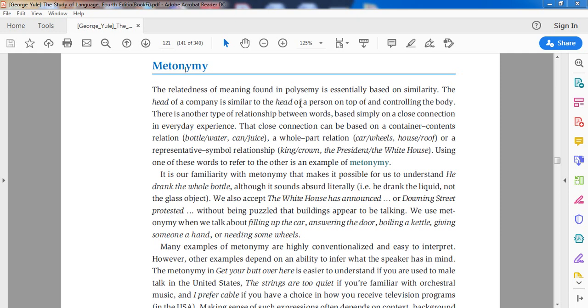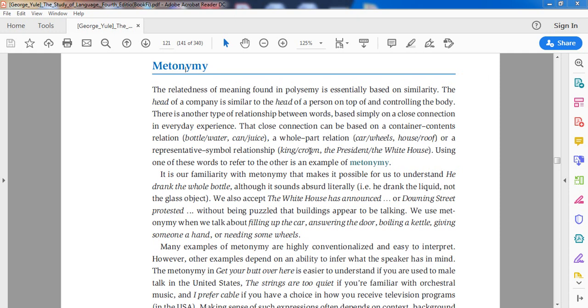It's a body, but there's someone who announced that thing. So this relation of whole part is said to be a representation for metonymy as a lexical relation. So for example here, king, crown, the president, the White House.